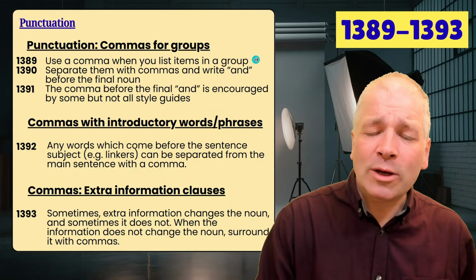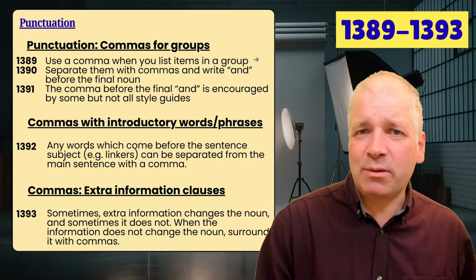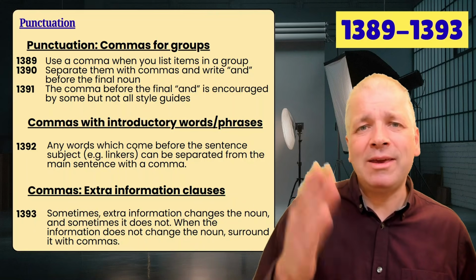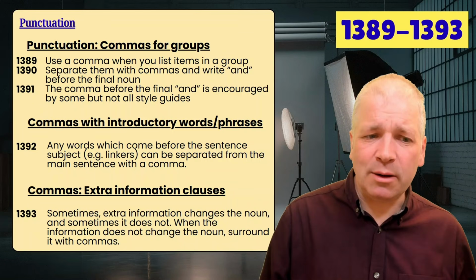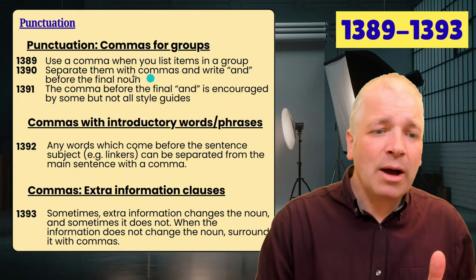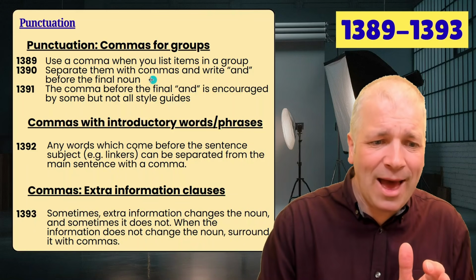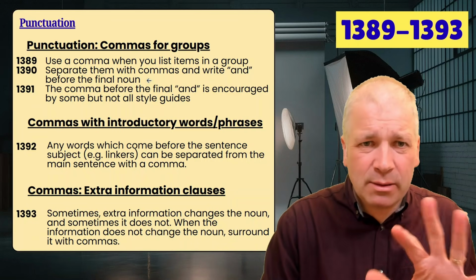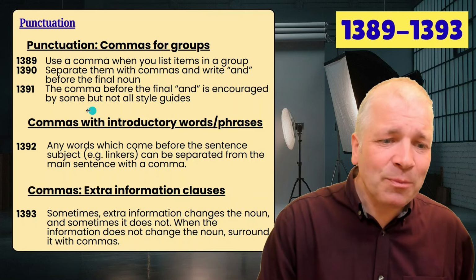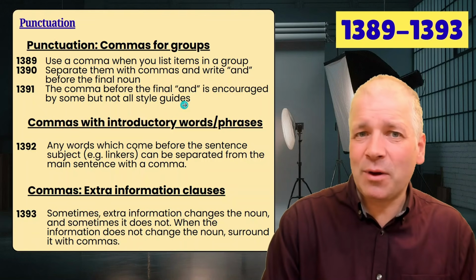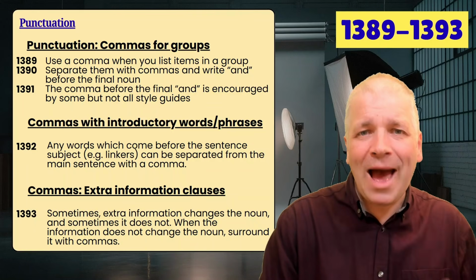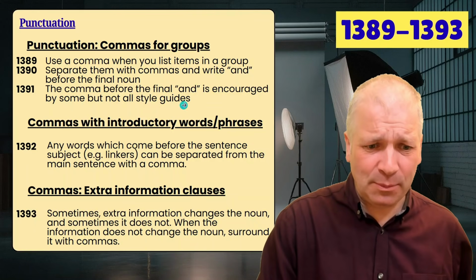Firstly, use a comma when you list items in a group. For example, I have different coloured pens. The pens are red, comma, yellow, comma, blue, and green. So as I'm going through the list of different items that are similar, I separate them with commas, and I write and before the final noun. Now, there is some discrepancy about whether you use a comma before the final and. It's encouraged by some but not all style guides. You'll find that Harvard University and Oxford University differ on whether you should put a comma before and. So this is a bit more flexible.